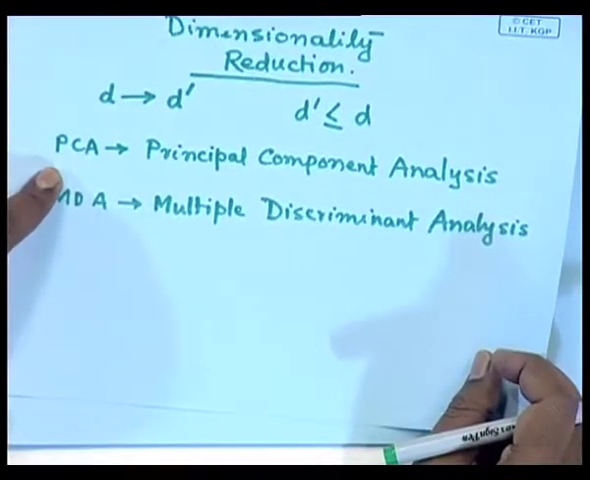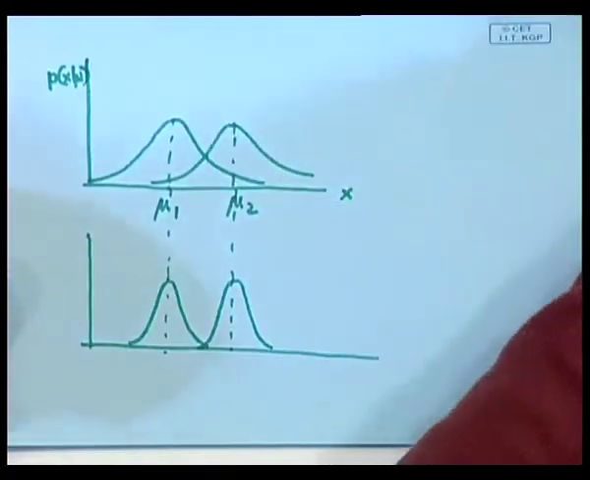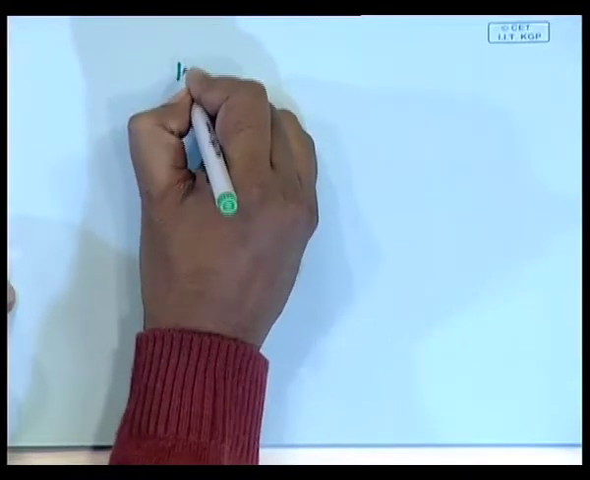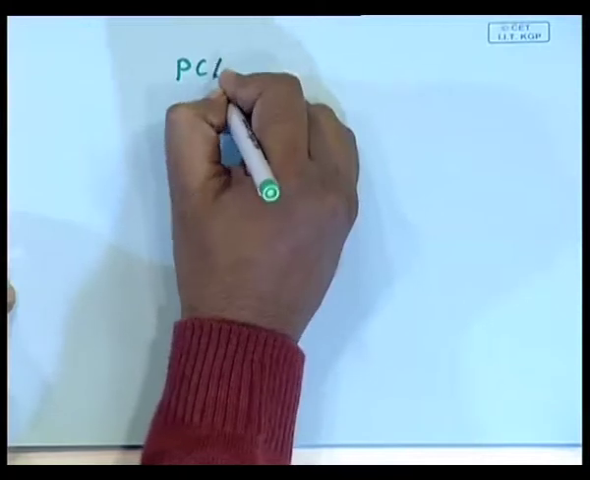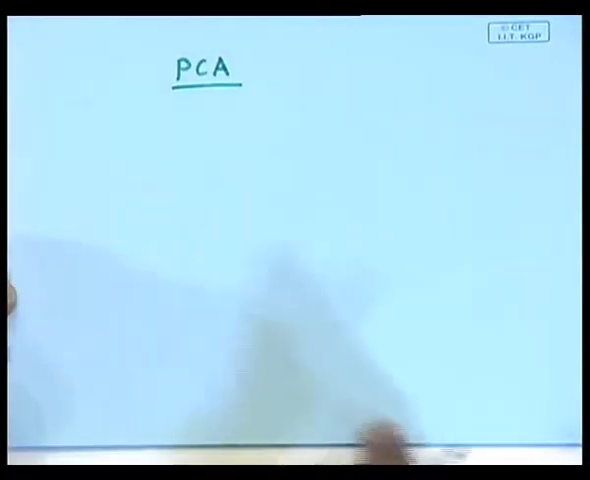So, these are two different approaches. One is principal component analysis, the other one is multiple discriminant analysis. Today what we will discuss is the principal component analysis approach, or PCA.